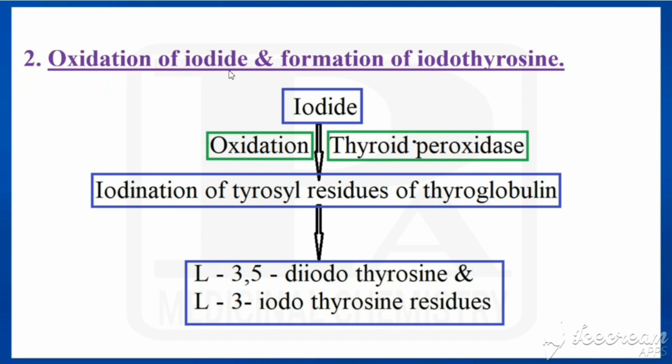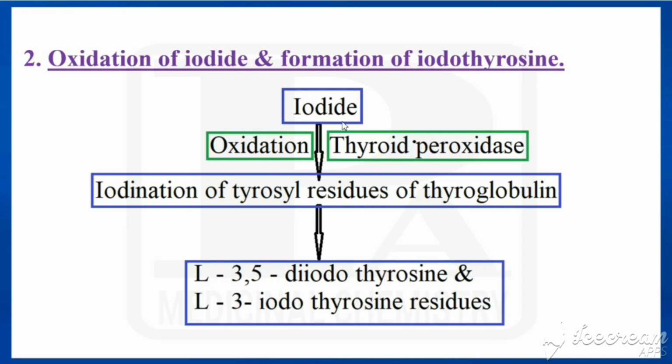Second step is oxidation of iodide and formation of iodothyrosin. By means of step 1 we get iodide. That iodide undergoes oxidation by means of the enzyme thyroid peroxidase. On oxidation, the thyrosyl residues present in thyroglobulin are iodinated. Iodine is added to the thyrosyl residues of thyroglobulin and we get diiodothyrosin and monoiodothyrosin, that is DIT and MIT.